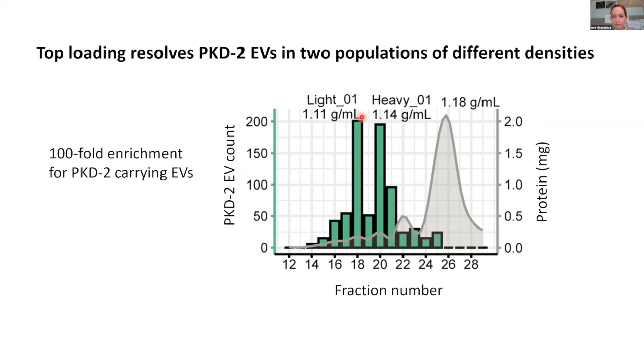The PKD2 EVs come in two peaks. We call them light and heavy, with slightly different densities. That's very reproducible. The majority of protein from our preparations was coming at larger densities, and as it turned out later, it's mostly bacterial outer membrane vesicles, probably. Because we have an EV audience today, I'm going to talk a little bit about the technical details of this method, if that's of interest to someone.